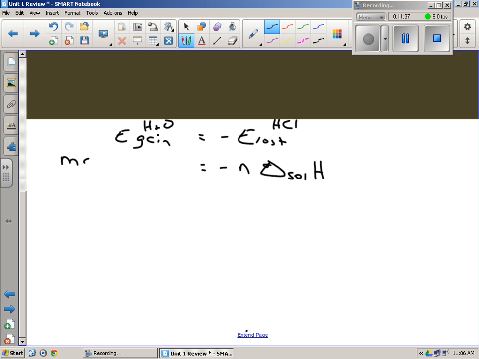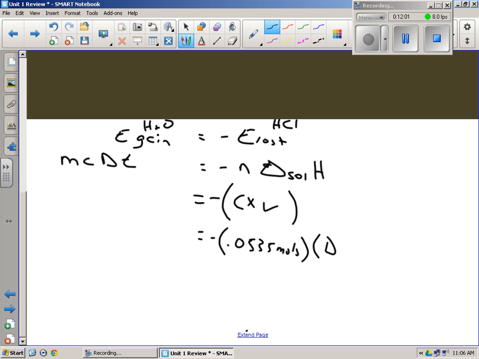Over here, I need MC delta T for the water, of course. Water is the only thing that's getting heated up there. So what do we need to do? Well, we need to do over here C times V, yes? So N in this case works out to be about 0.0535 moles. Okay, and we're going to find delta solution H or delta neutralization H. I honestly forget which one's which. So one of those two.